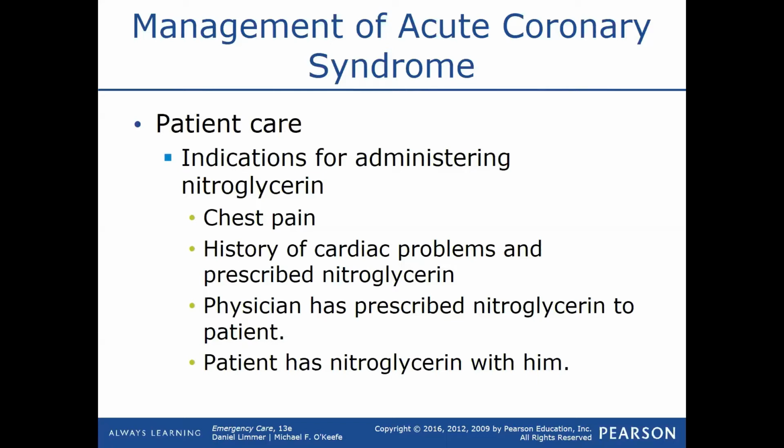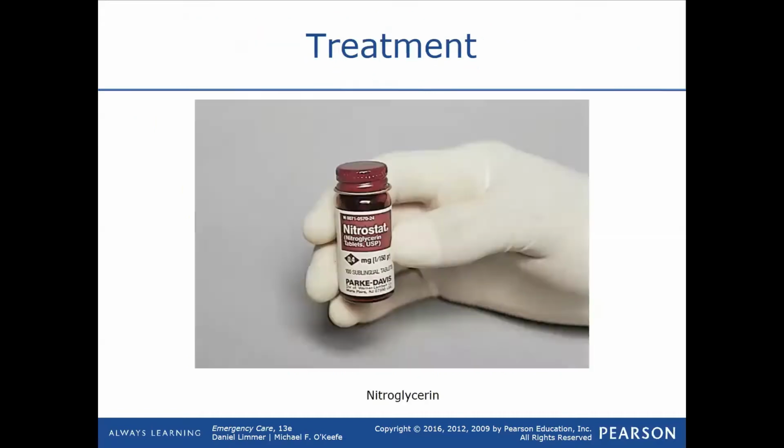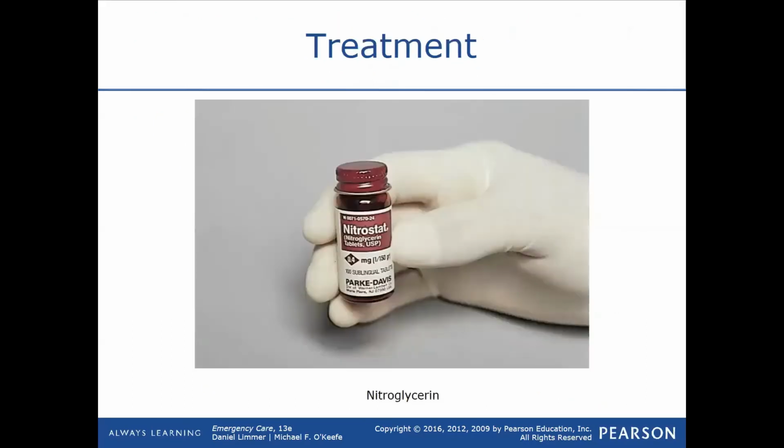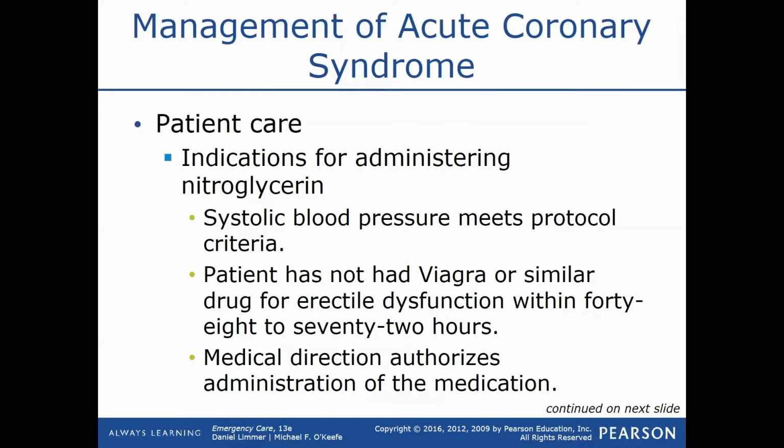And then what's the route for nitroglycerin? Anybody? Under the tongue. And what's the medical term for that? Sublingual. Sublingual, yes. And that's just the tablet version, I think, right there. They have the tablet version, they have the spray, and then they also have patches that they make as well. All right, so continuing on with the acute coronary syndrome.